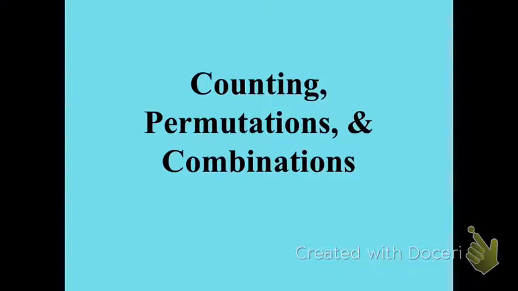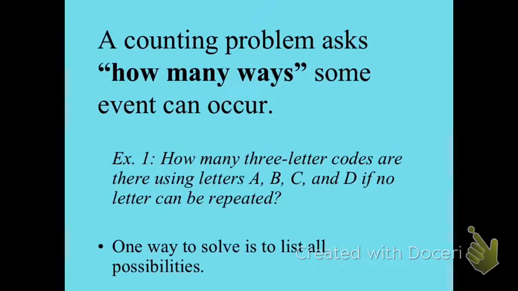Okay. Unit 6, probability. So we're starting out with counting problems, permutations, and combinations. When you want to know when to use a counting problem, a combination, or a permutation, the question is going to ask you, in how many ways can this event occur? So how many different ways can you arrange your schedule?